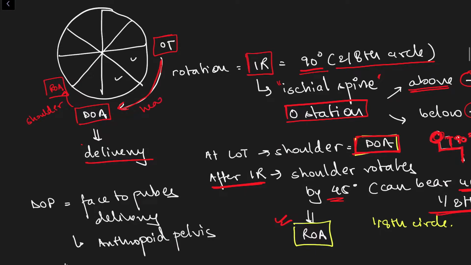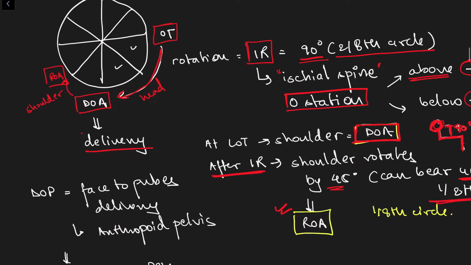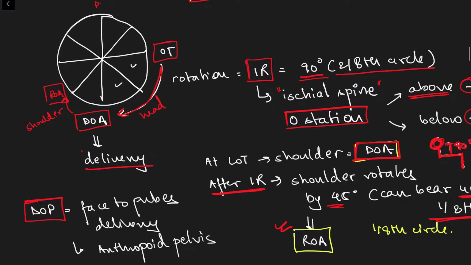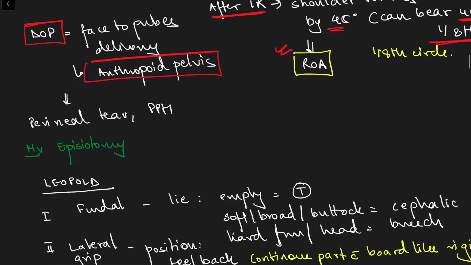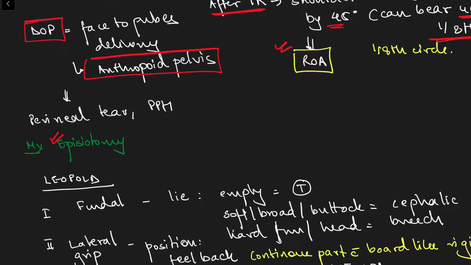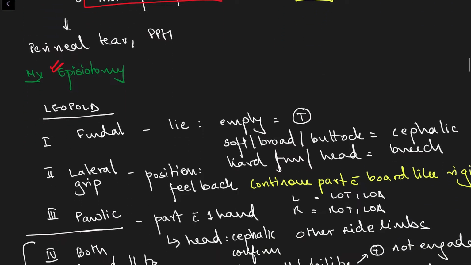Remember, in direct occipito-posterior position, face to pubes delivery will take place, and it is most common with anthropoid pelvis, but there are more chances of perineal tear and PPH. Hence we go for prophylactic episiotomy to prevent any tear.